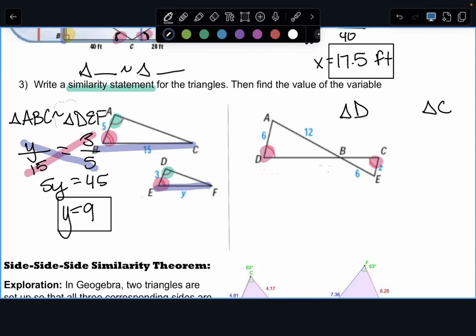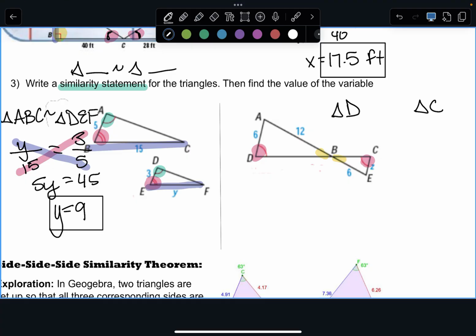And that's the only number or congruent symbol that I have for angles. So that means I have a hidden one somewhere. So I'm looking for shared angles, vertical angles, or parallel lines. Does anyone see any of those 3 right here? What do you guys see? Vertical angles. Yeah, we have vertical angles right here. Those 2 angles are the same. Angle ABD and CBE. So we do have angle-angle.